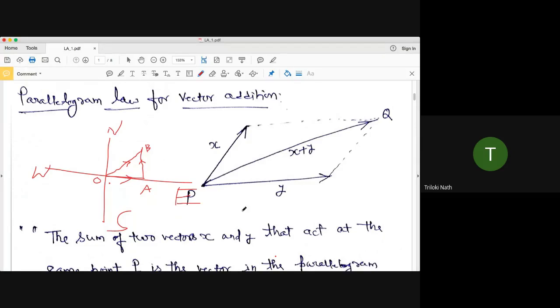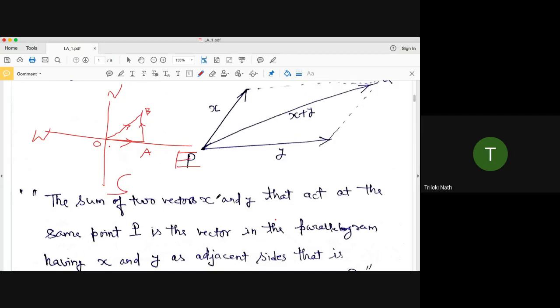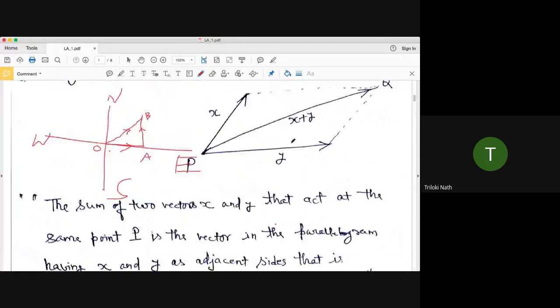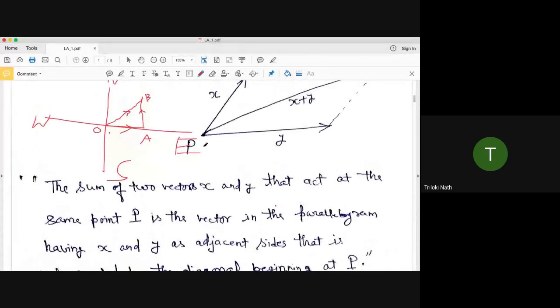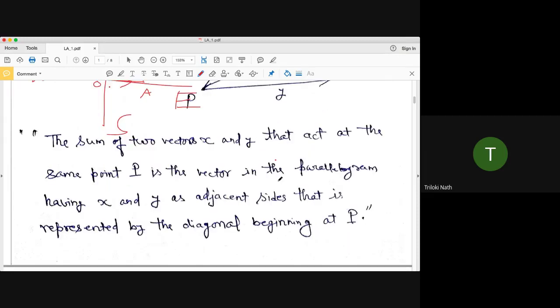So what does it say? It says that the sum of two vectors x and y that act at the same point P is the vector in the parallelogram having x and y as adjacent sides, represented by the diagonal beginning at the same point P. The vector x emanates from P, the vector y also emanates from P, and the resultant, that is x plus y, also emanates from P. So the vector sum x plus y is represented by a diagonal passing through the same point where the vectors x and y originate. So this is called the parallelogram law.